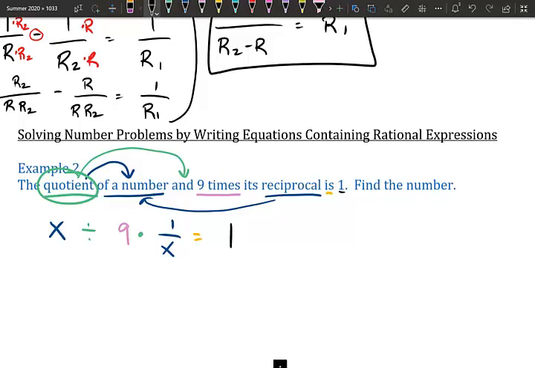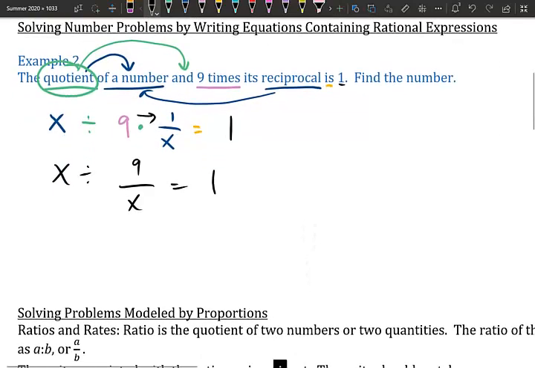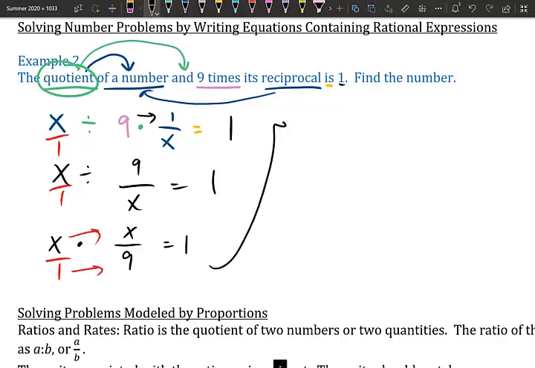So let's simplify this. We have x divided by 9 over x equals 1, as we multiply straight across. We can simplify this because we can keep, change, flip. If you need to, put a 1 underneath. If that's bothering you, put a 1 underneath. It's the same thing. Now we multiply straight across. And when we do, we have x squared, because x times x over 9 equals 1.